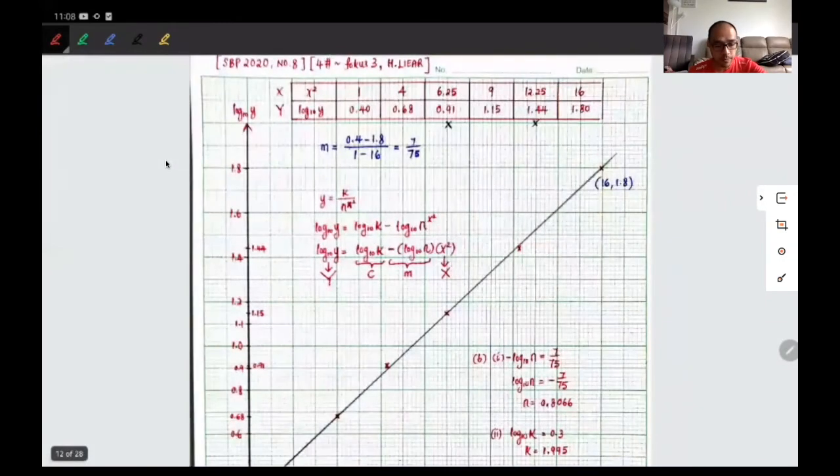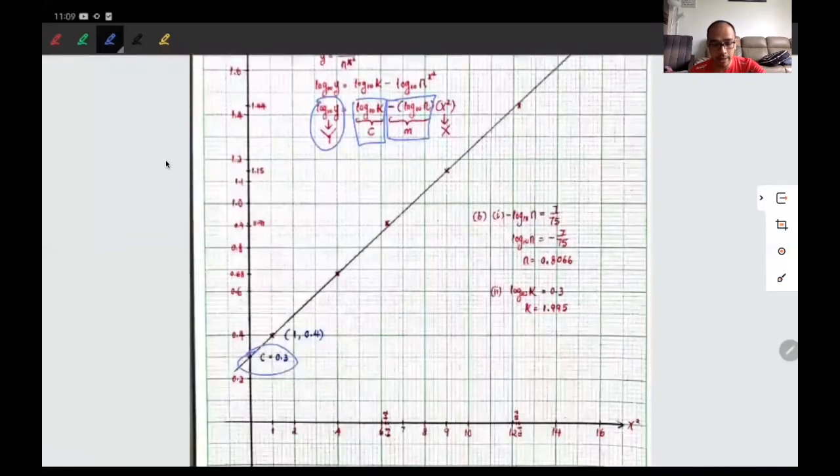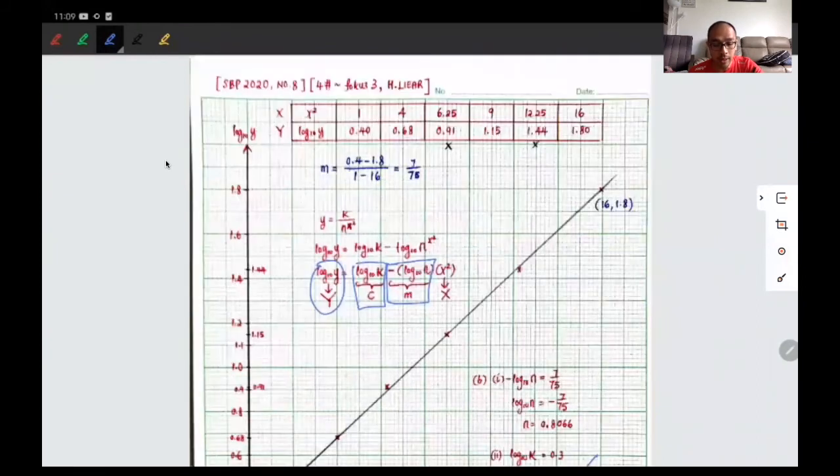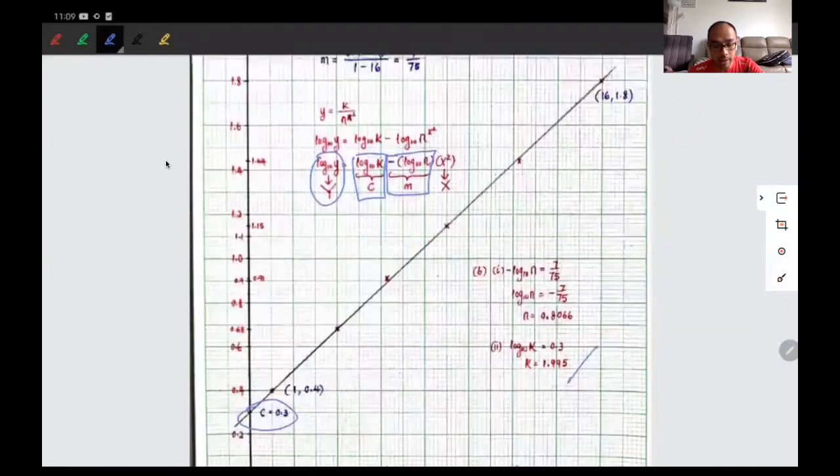Once you separate it out, then change it to blue color. This is our y-axis. This is our c, our y-intercept, and this is our gradient. Once you have identified that, you get log 10k equals 0.3, so k equals 1.995. Then the gradient which you calculate in this one equals negative log 10n.